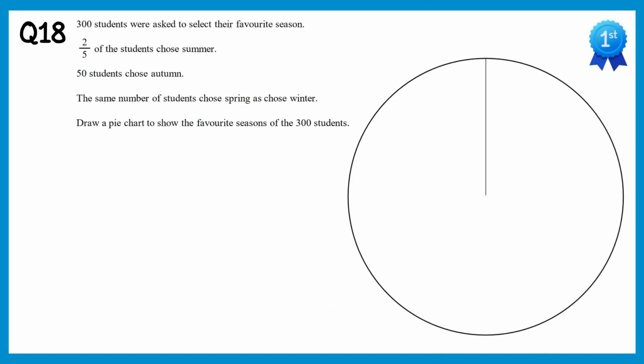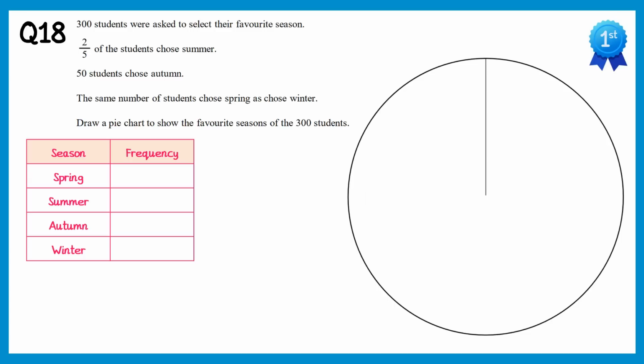For this question, I would draw a frequency table first of all for each of the seasons. We're told that 2/5 of the students chose summer. To work out 1/5, you divide by 5, so 300 divided by 5, which gives you 60, but we want 2/5, so we'll times this by 2 to get 120. So 120 students chose summer.